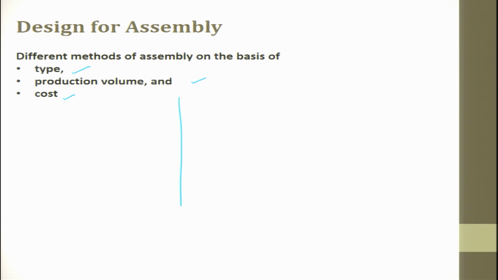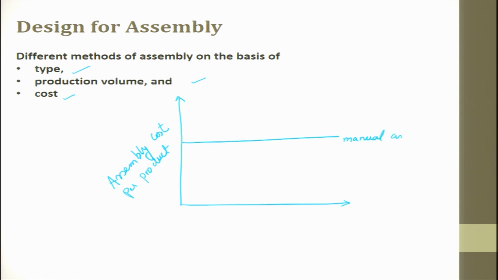So, let us see how you choose this. So, this is assembly cost per product. Okay. This is going to be the manual assembly. This is maintainability. This is how it is going to be for automatic assembly.